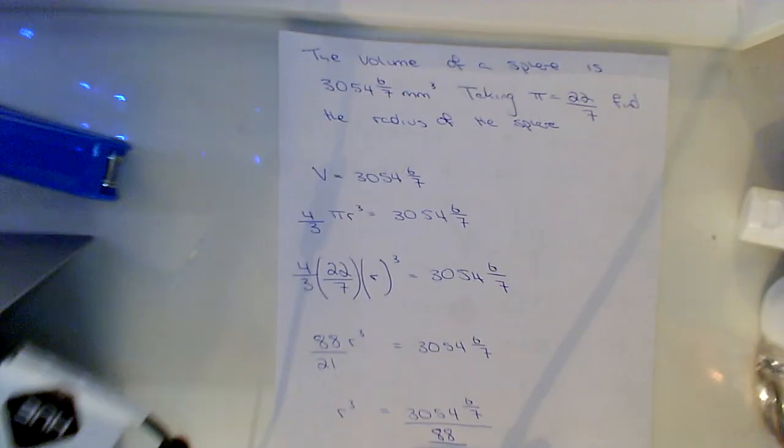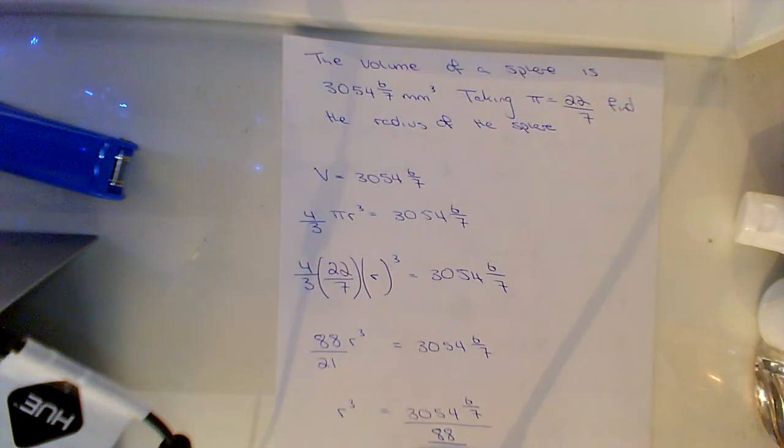I want to get r cubed on its own, so I say r cubed is equal to this divided by 88/21, and I put that into the calculator. r cubed is 729, and when I calculate the cube root, I get r is equal to 9.